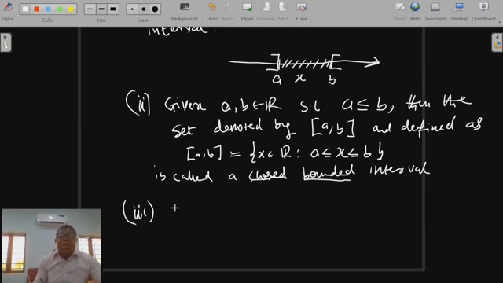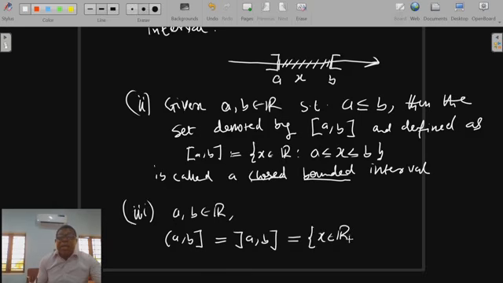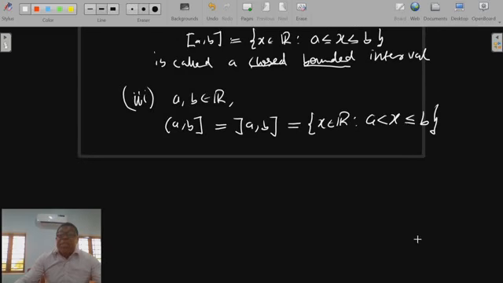Another one is the one we may write as, say, A, B in R given. Then we look at something like AB, which can be written as (A, B], and this is equal to the collection of all x in R so that A is truly less than x, but x is less than or equal to B. We note here that A is not part of the set. In the previous case, both A and B are members of this set. Here, A is not a member, while B is a member.